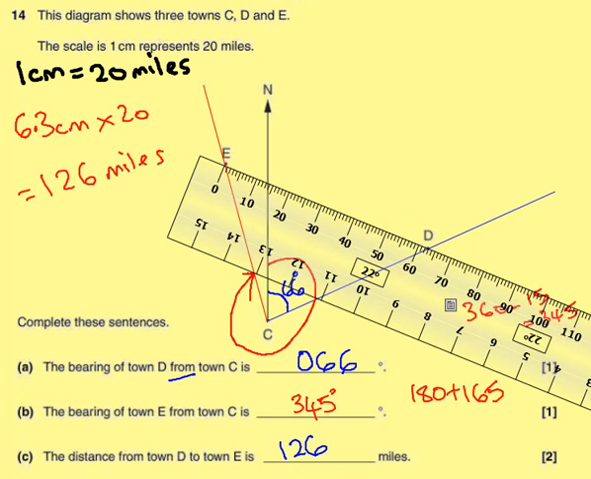I would multiply by 20 there because every 1 centimetre is equal to 20 miles. So if we multiply by 20, we'll get our distance of 126 miles.